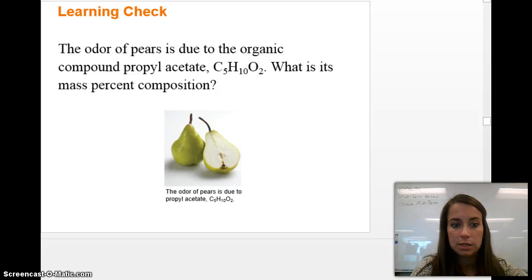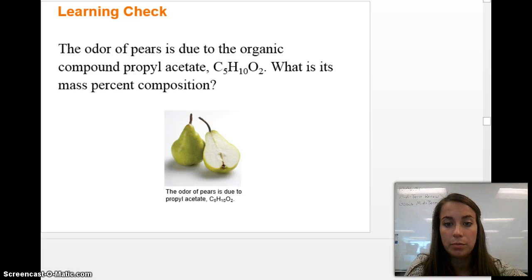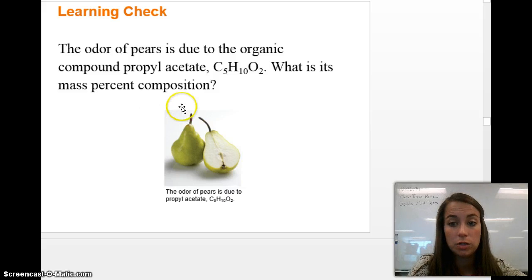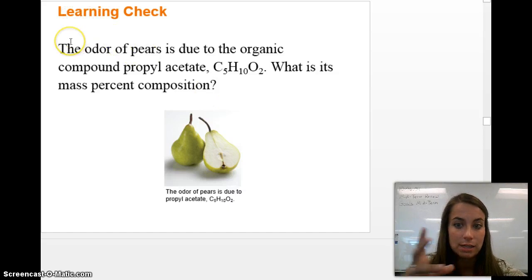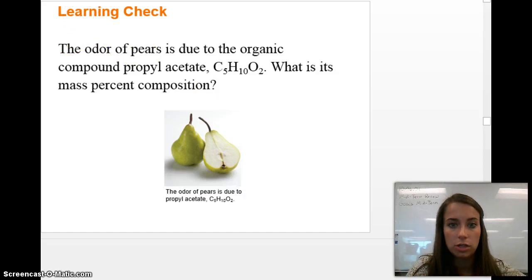Alright, so here's an example. The odor of pears is due to the organic compound propyl acetate, C5H10O2. What is its mass percent composition? So what we're going to do is calculate how much of this is carbon, how much is hydrogen, how much is oxygen, mass-wise. Not atoms, but talking about mass percent. So what percent of its mass is taken up by the carbon, the hydrogen, and the oxygen?